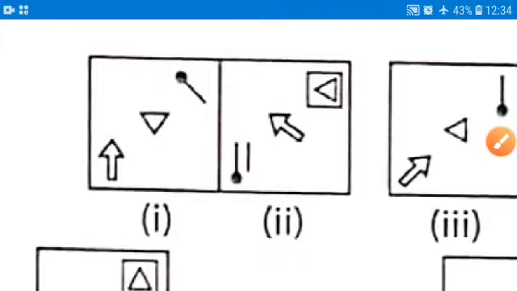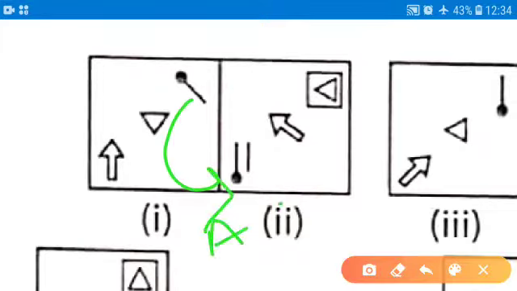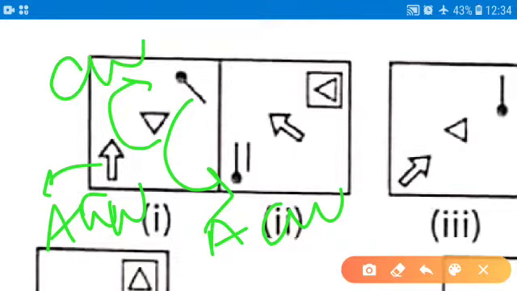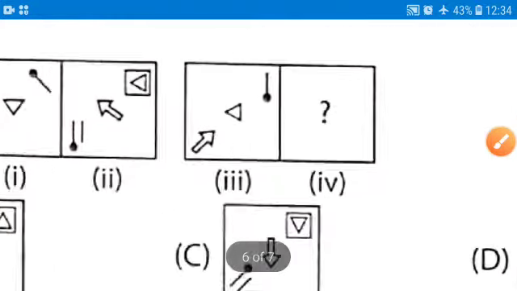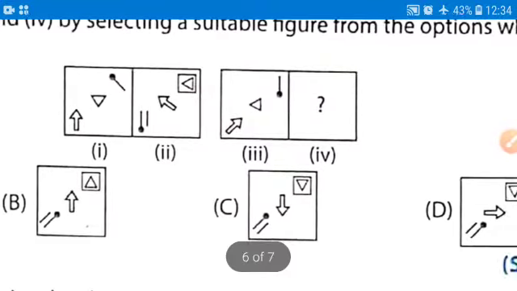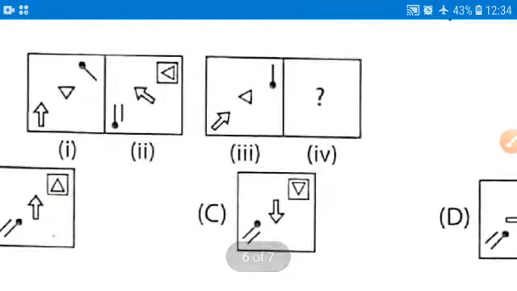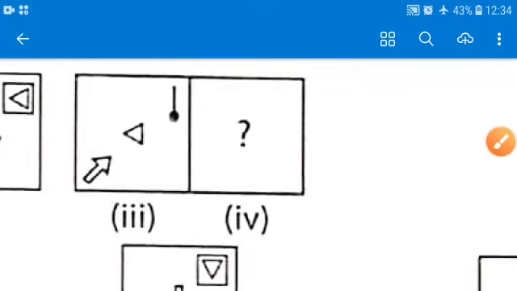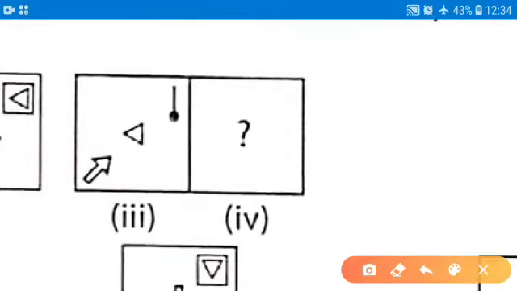And in which direction? It is rotating in the anti-clockwise direction. This is also rotating anti-clockwise, and this triangle is rotating clockwise only. Now check once again here. So first of all, this third element will take the place of the first element, and it will rotate 135 degrees. So how will it rotate? Let us check. It will rotate 135 degrees and take this position, so it will be like this.